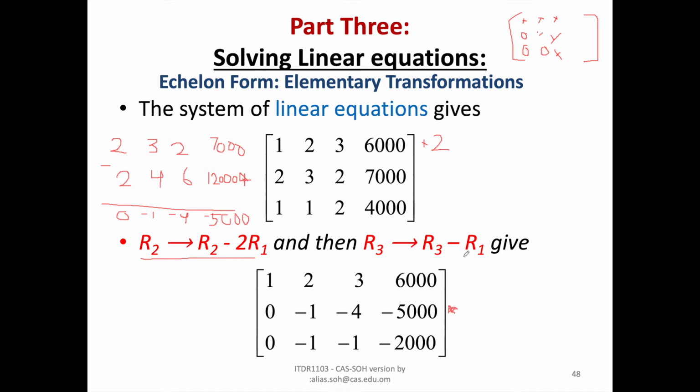Then the second change will be applied in row 3, where we take row 3 as 1, 1, 2, 4 thousand. Then we subtract row 3 from row 1. So 1, 2, 3, and 6,000.